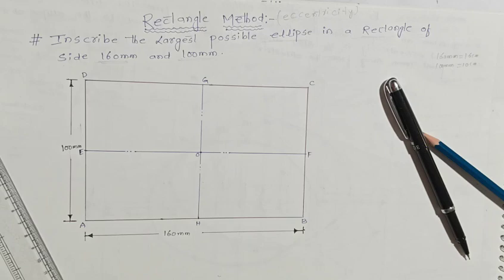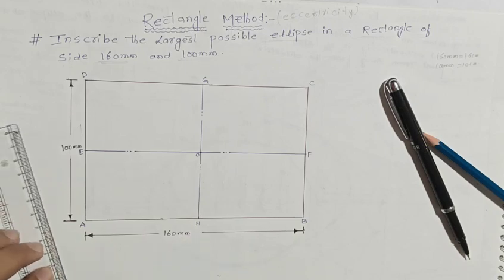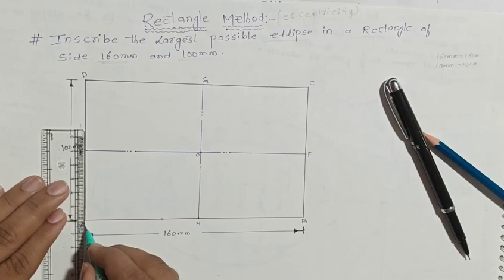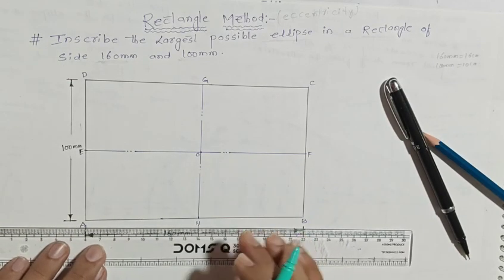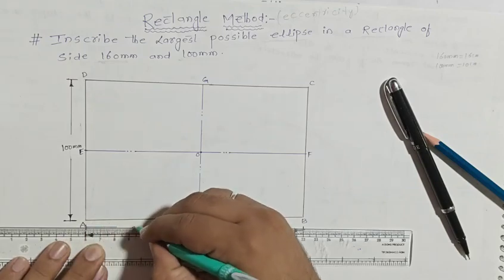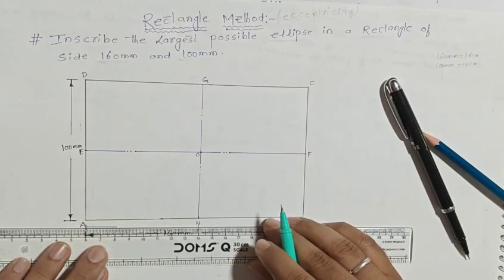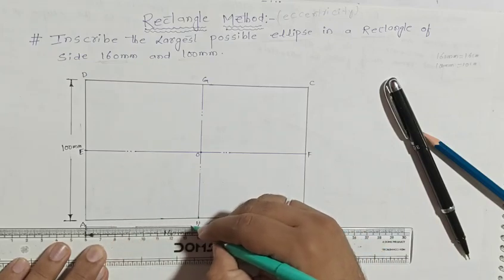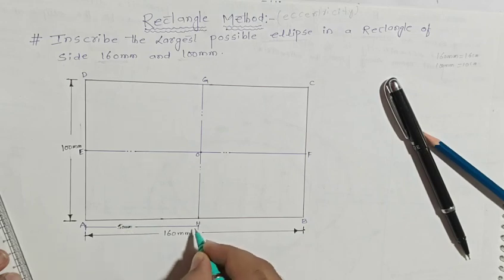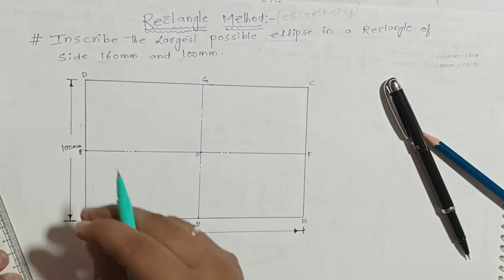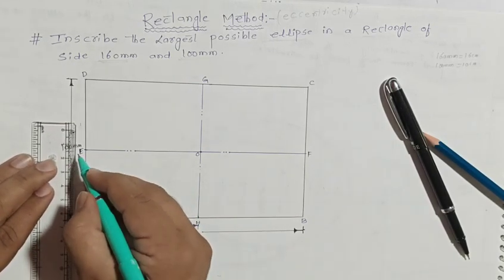Clear? Let us see the distance from A to H. How much do we have? 50 mm. Represent here 50 millimeter. Sorry, this is 80 millimeter. The half distance should be 80. The distance from A to E is how much? 50 mm.